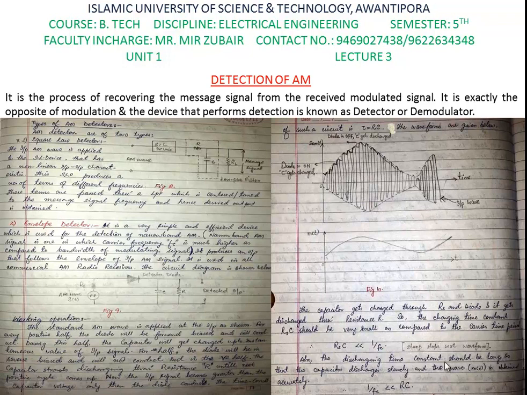Also the discharging time constant should be so long that the capacitor discharges slowly and the wave m(t) is obtained accurately. So 1 by fc should be much less than RC. You can see here this is Rs and this is simply R.